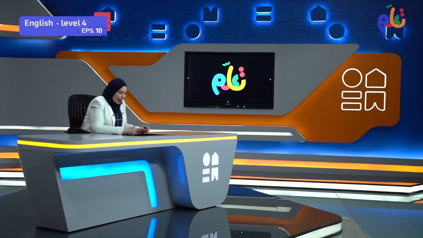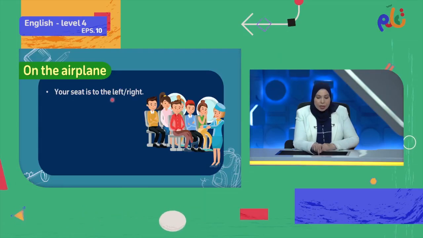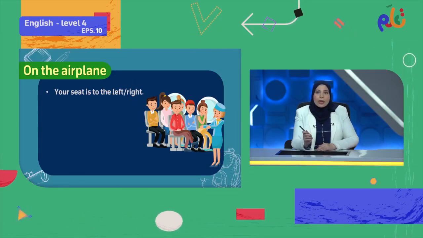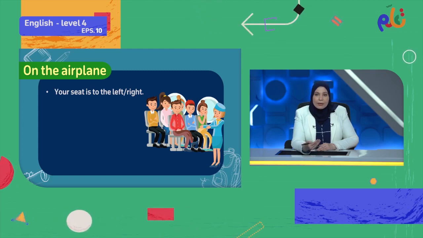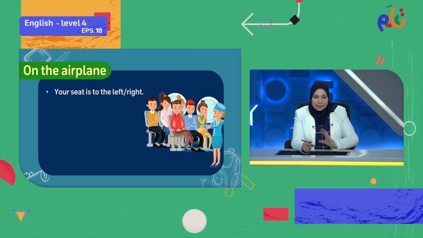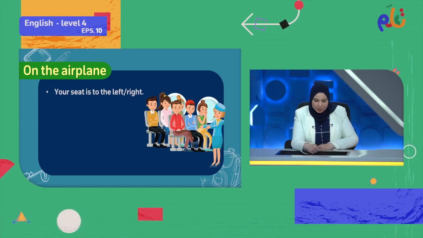So we have looked at this conversation which is happening at the check-in desk. And now we have on the airplane. On the airplane, we have other statements that might be used. So we've seen the check-in desk, and let's look at the airplane itself. We have your seat is to the left or the right. So this is the flight attendant giving you directions where your seat is, based on the seat number, of course.